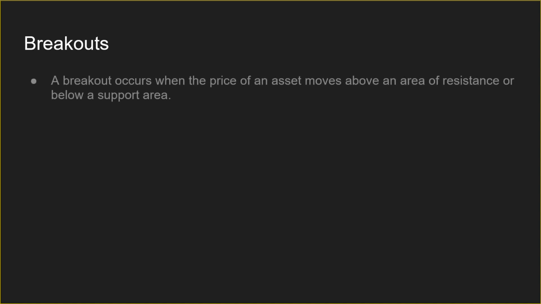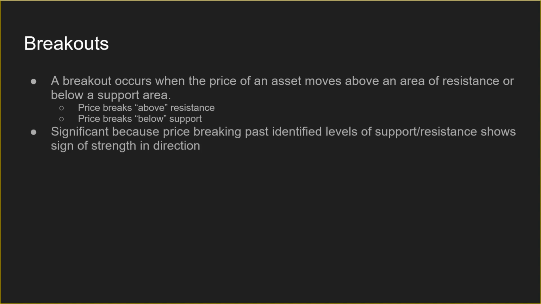So the next shift in a trend pattern that we'll talk about is a breakout. A breakout occurs when the price of an asset moves above an area of resistance or below a support area. Here we see an instance where price breaks above resistance and an instance where price breaks below support. Now this can be considered significant because price breaking past identified levels of support and resistance shows a sign of strength in that given direction.